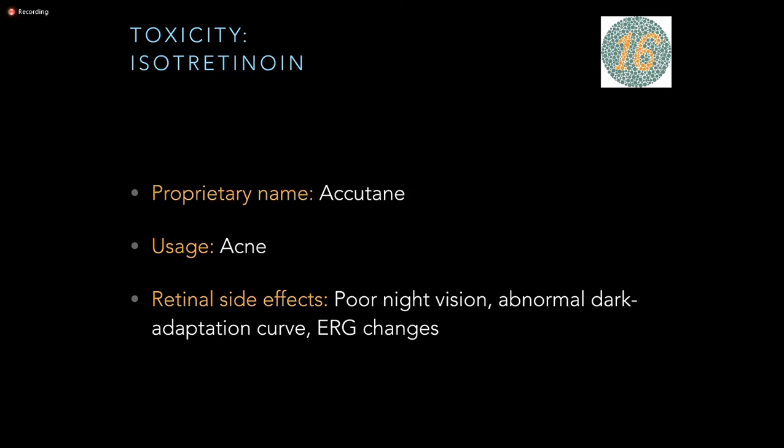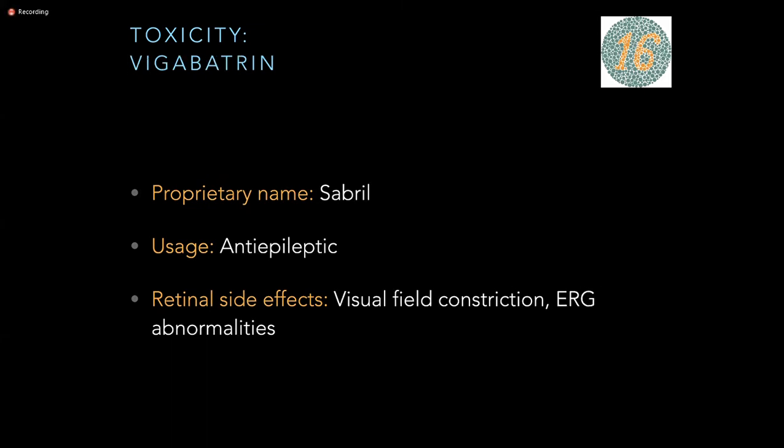Isotretinoin or Accutane, this is a drug used for acne. This can cause poor night vision and nyctalopia in some patients, who can have an abnormal dark adaptation curve, as well as some ERG changes. And finally, vigabatrin or Sabril. This is an anti-epileptic often used in kids. Retinal effects from this can include visual field constriction and ERG abnormalities.